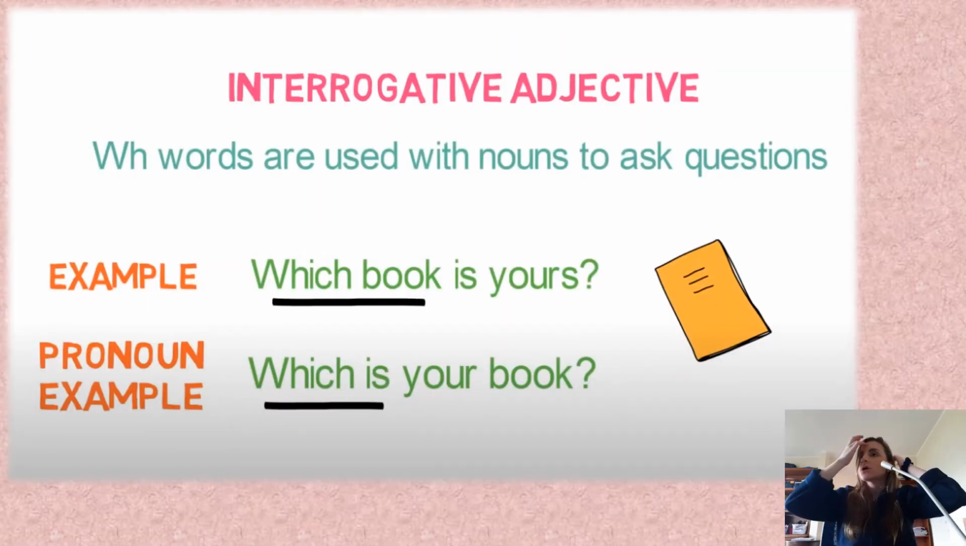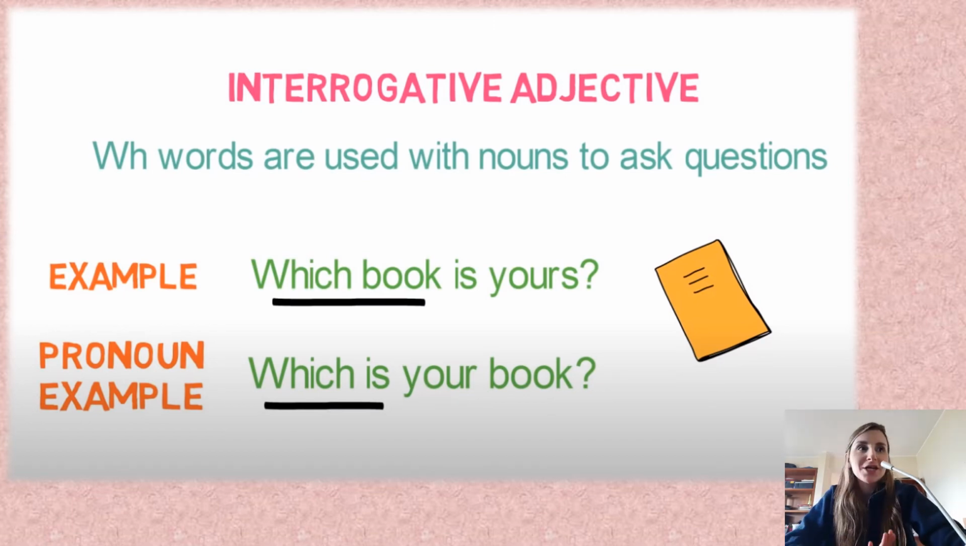Okay, so we'll continue with interrogative adjectives, that are words that are used with nouns to ask a question. These are WH words, okay? So example, which book is yours? And the pronoun example is very different because it is like, which is your book? So it's very different the way we are using which as an adjective and which as a pronoun. Which book is yours? So there it is used as an adjective.